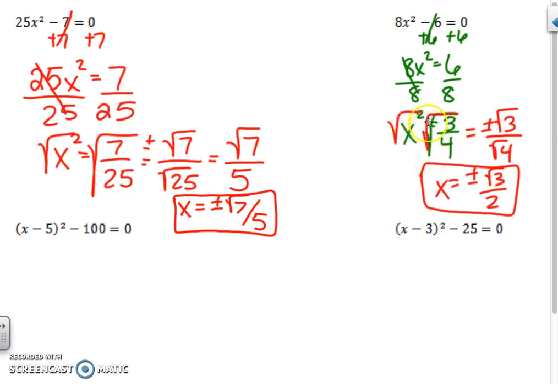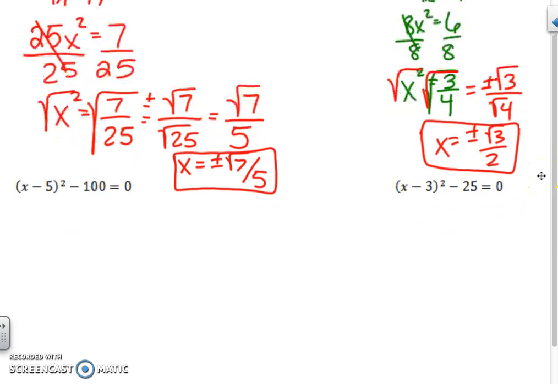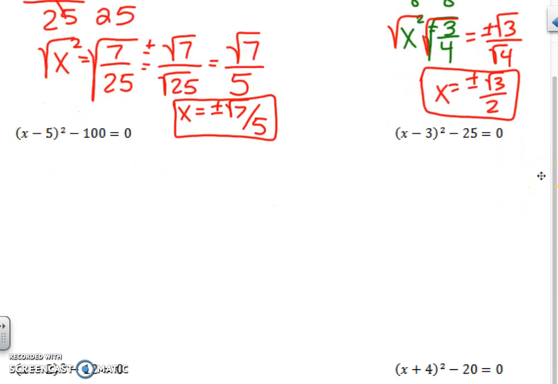Then I took the square root of both sides. So I did square root of 3 and square root of 4 on bottom. And square root of 4 is a perfect square, and the square root of 4 is a 2. So I simplified that on bottom, and then I just did plus or minus square root of 3 on top because square root of 3 is a prime number and cannot be reduced. Okay. All right, so let's look at some ones that look different.